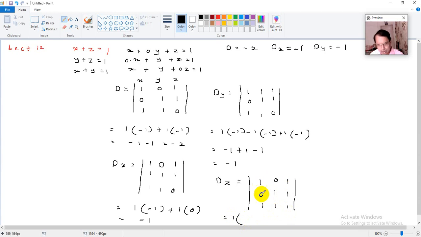This row and this column you will delete, so 1, 1, 1, 1 remains. Both rows are identical, so its value is 0. The middle ones are 0, so that need not be taken also actually. And then 1 into what? This 1 here, we leave this row and this column, so what remains? 0 into 1 minus 1 into 1, so minus 1. So the final answer is minus 1. So your dz comes out to be minus 1.